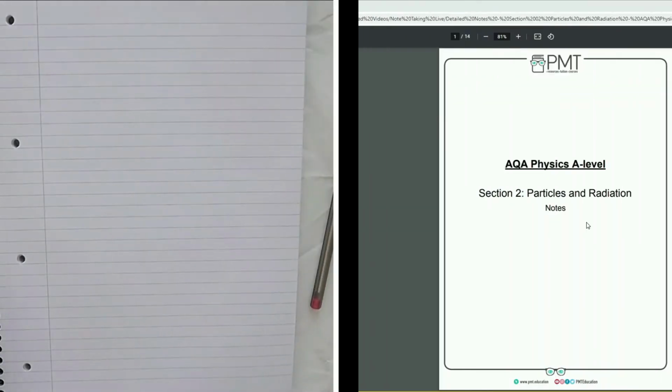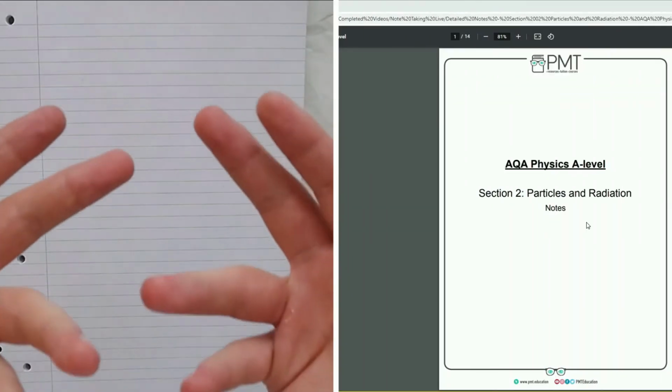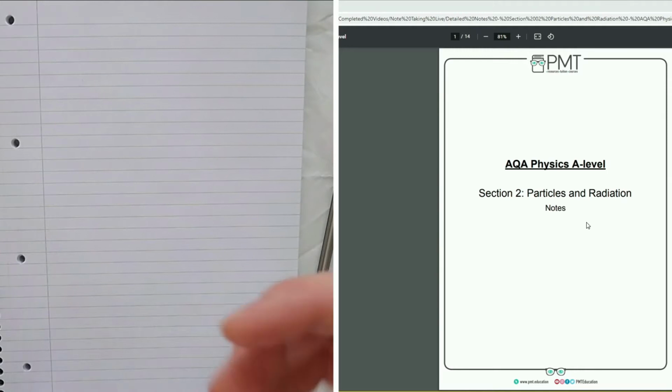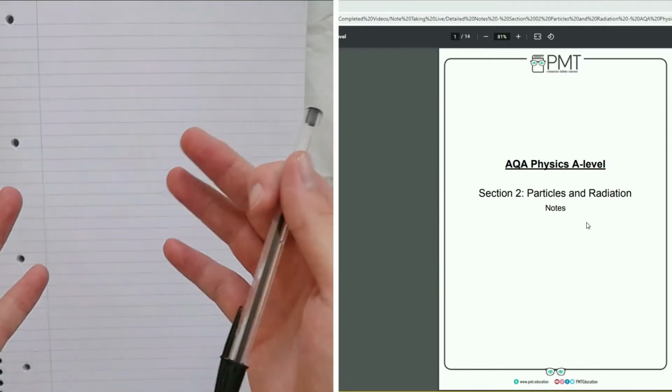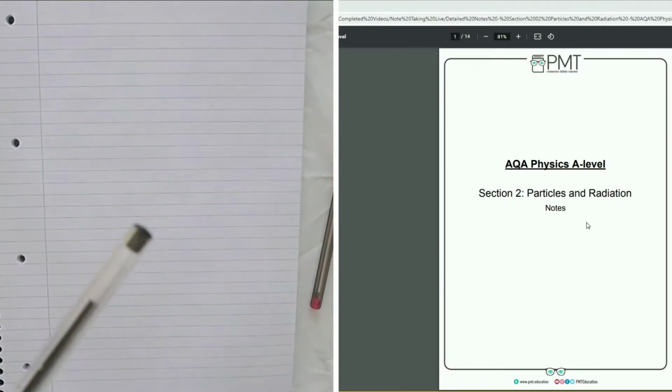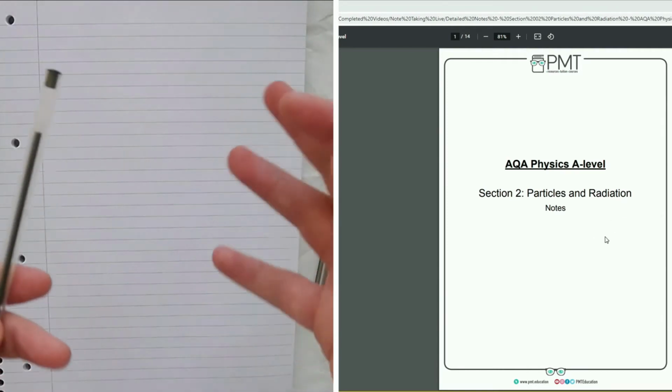Okay guys, so in the last video we spoke about how you can take notes and gave you some tips and advice on how to do them. So I thought in today's video I'm going to get some notes for you and we're actually going to do a live note-taking demonstration. So from here, as you can see, I've got some A-level physics.